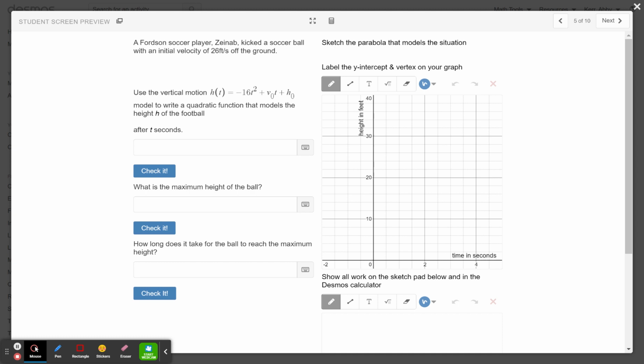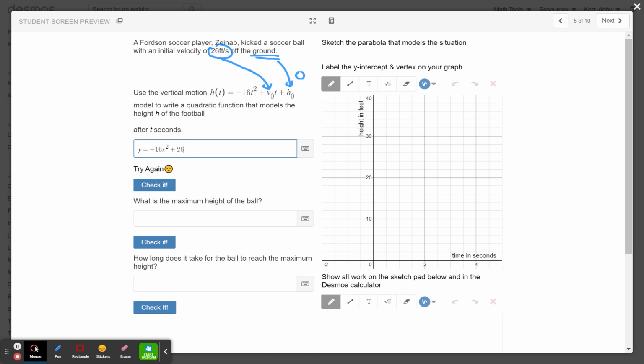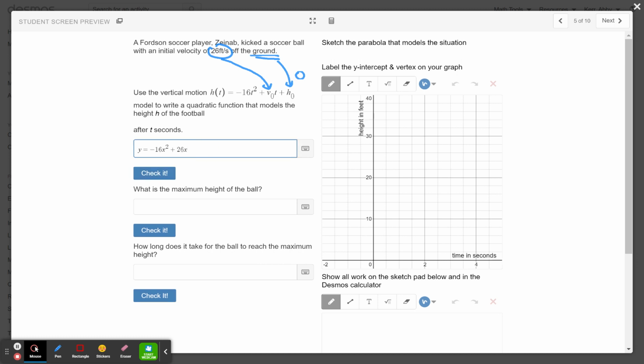All right, so Zainab kicked a soccer ball with initial velocity of 26 feet per second. So that is your V, and then off the ground is going to be a 0. So you could write that 0 or not, it doesn't matter. I like to use Y and X. You don't have to, you can use H of T, that's fine. And write that 0 if you want. I don't like it, it's up to you.